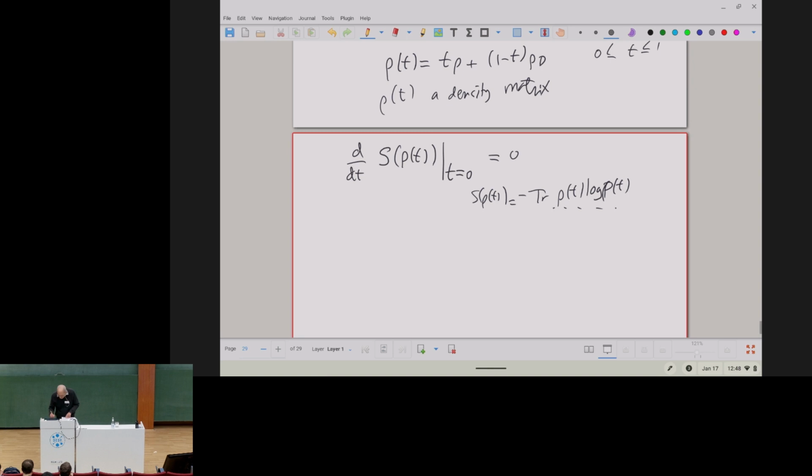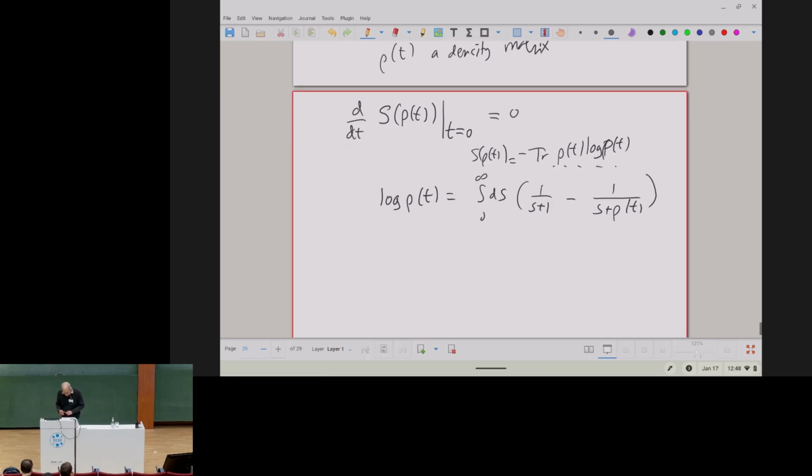Actually, there's a fact which might help that we're going to need in a second anyway. We use the fact that the log of rho of t is the integral from 0 to infinity ds of 1 over s plus 1 minus 1 over s plus rho of t. This is true for numbers, so it's true for matrices. To prove it, you can diagonalize the matrix, and then it's true for each matrix element, so it's true for the matrix. So, this fact makes it easier to differentiate log rho of t.